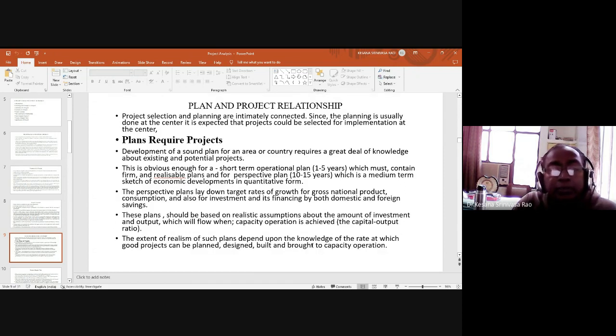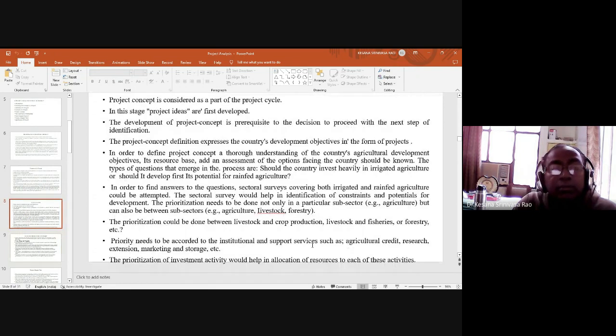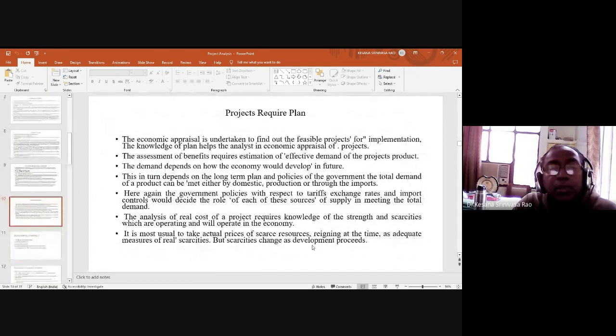Then the second aspect, projects require plans. The economic appraisal is undertaken to find out the feasible projects for implementation. The knowledge of the plan helps the analysis in the economic appraisal of projects. This is another dimension. Earlier we saw plans for projects. Now projects require plans. The assessment of benefits requires estimation of effective demand for the project's product. Demand depends on how the economy would develop in nature. This in turn depends on the long term plan and policies of the government.